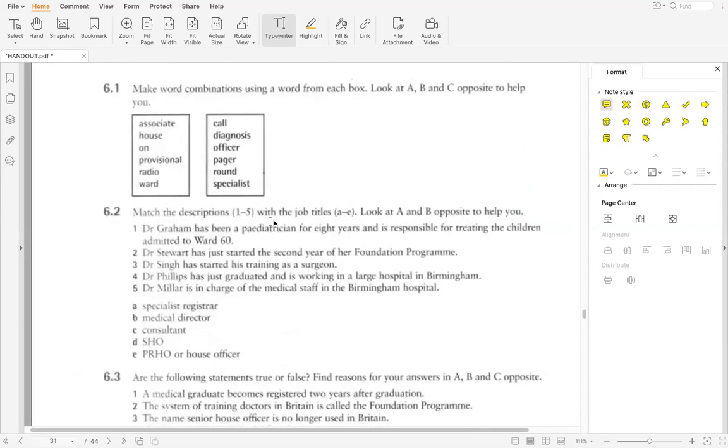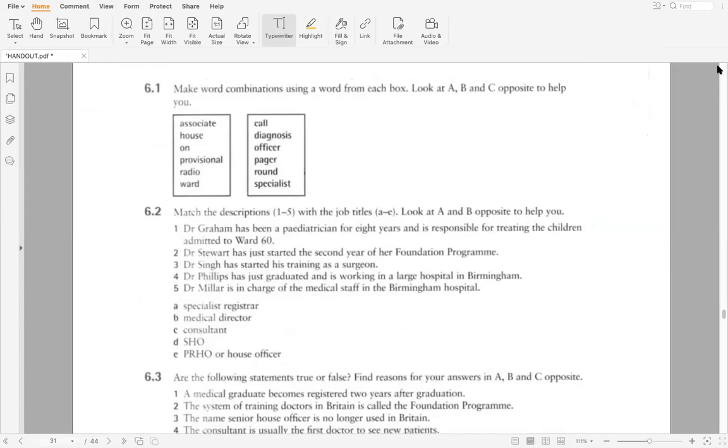Let's see the exercises on these words and new vocabulary we have taken today. Make word combinations using a word from each box. We have associate, house, on, provisional, radio, and ward. We have call, diagnosis, officer, pager, round, and specialist.